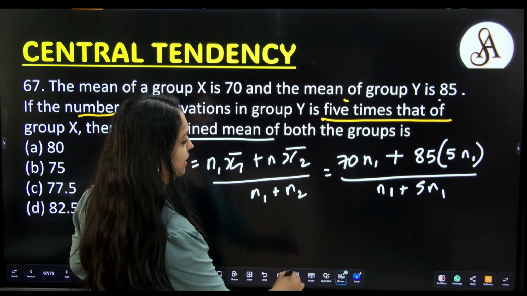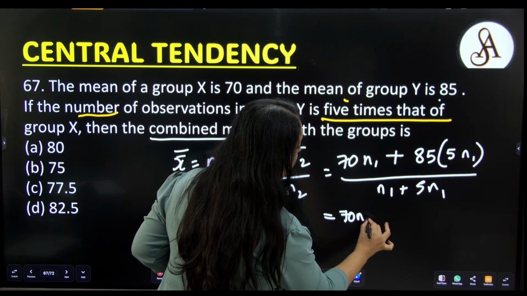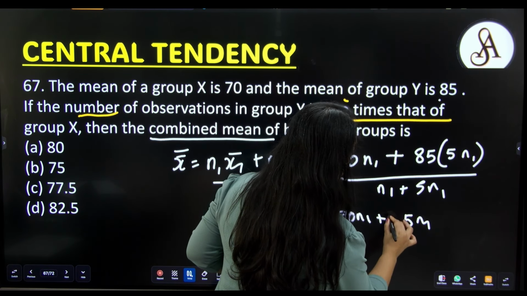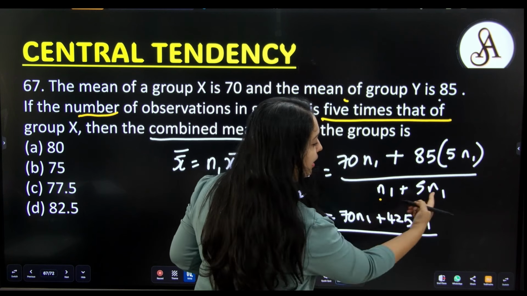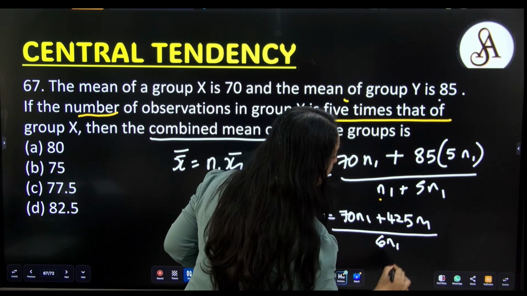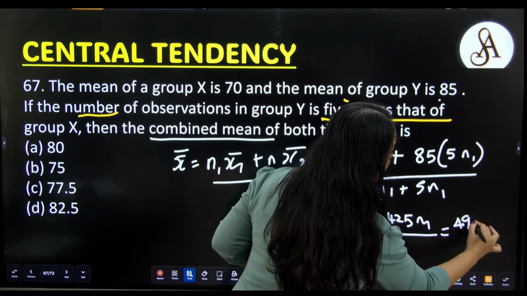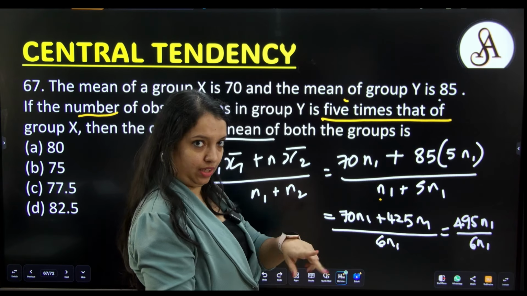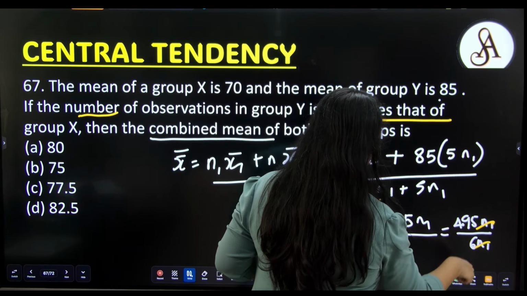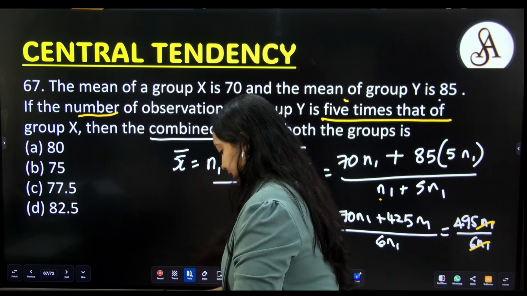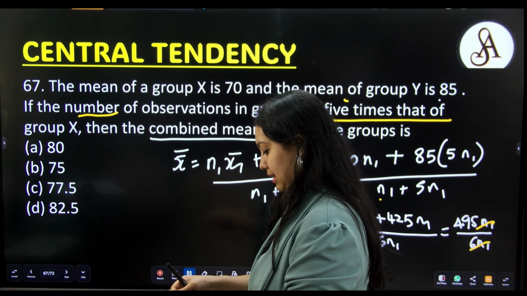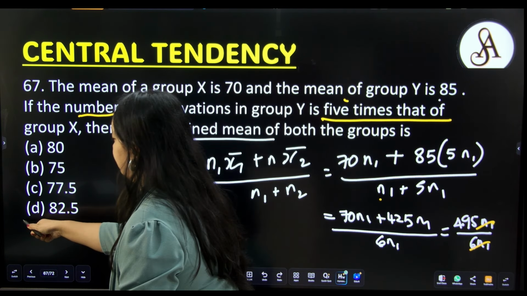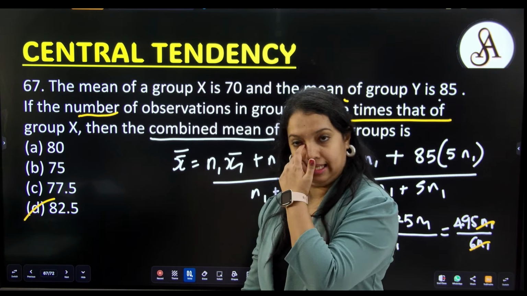Now let's do the calculation. 70 n1 plus 85 fives are 425, divided by n1 plus 5n1, 6n1. I am getting the value 495 n1 divided by 6n1. n1 is going to get cancelled out. 495 divided by 6. Let's do the calculation on calculator. I am getting 82.5. Option D is correct answer, 82.5. Next question.